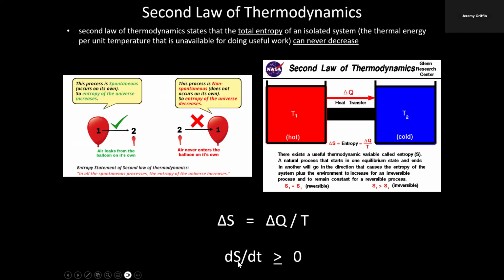It says the change in entropy over change in time. So as time progresses forward, what happens to entropy in the universe? It's always greater than or equal to 0. Right. Now, that's not necessarily true for every individual object, but that is true in the universe in total.